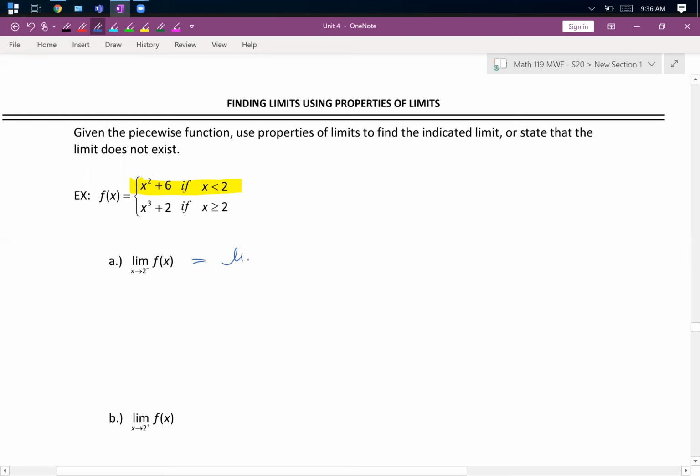This will become the limit as x approaches 2 from the left of x squared plus 6. Is there any reason why we can't plug 2 in for x? Nope, there's nothing that makes it undefined. So even though we're approaching 2 from the left, we are going to just plug the number 2 in. And that'll give us 10.